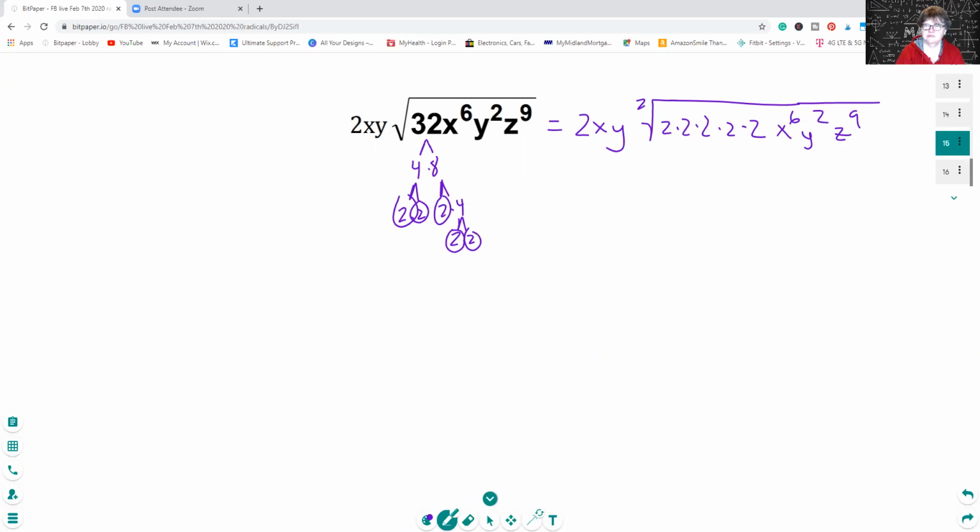And I have an index of 2, right? Which means I have pairs. Group, group. This comes out as a 2. This comes out as a 2. I already had a 2xy, right? So I'm bringing that down.